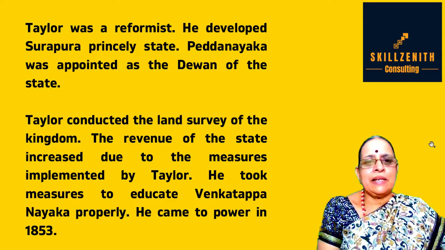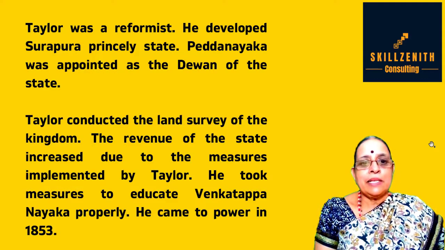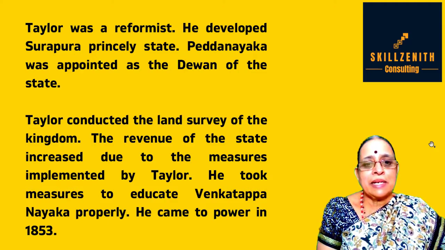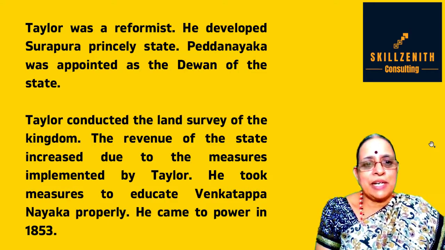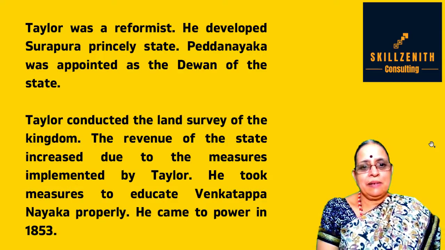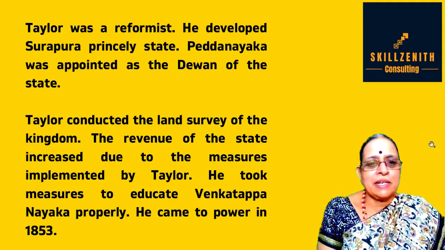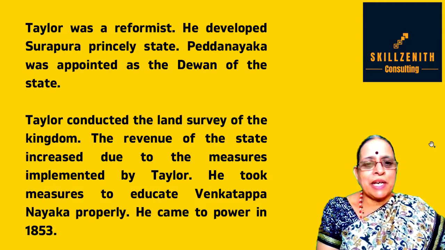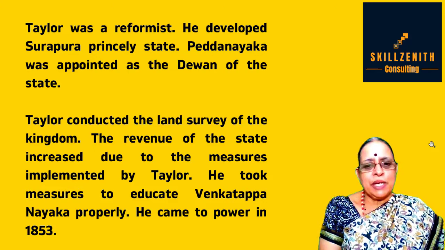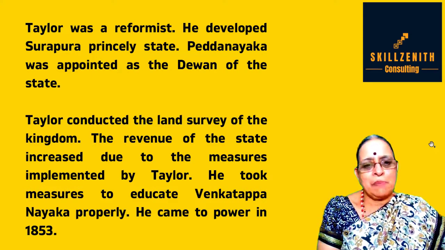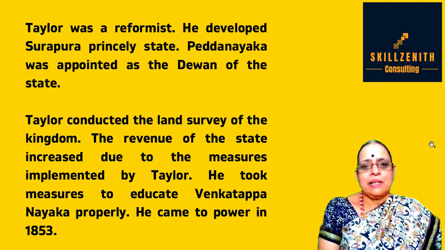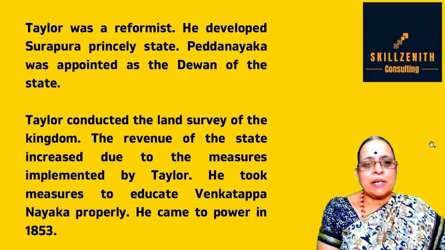Taylor conducted a land survey of the kingdom. The revenue of the state increased due to the measures implemented by Taylor. So the revenue of the state, the Surapura state, okay, small kingdoms were also called states. The revenue or income of Surapura increased due to the steps taken by Taylor. He took measures to educate Venkatappa Nayaka properly. See, he not only brought so many measures, he also educated Venkatappa Nayaka.